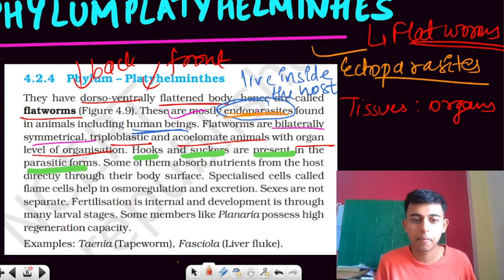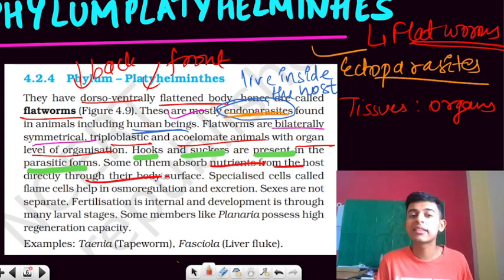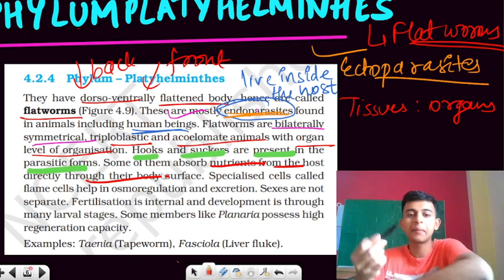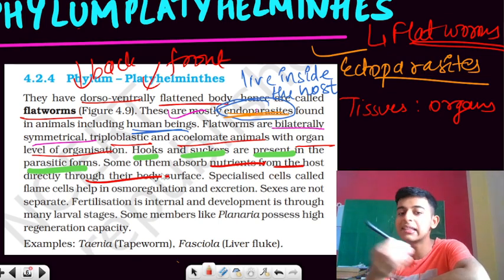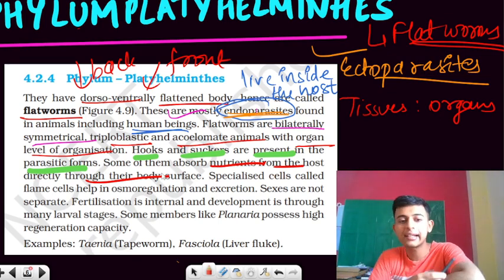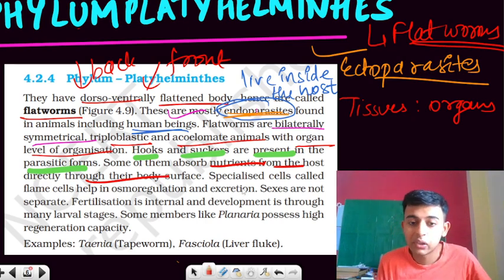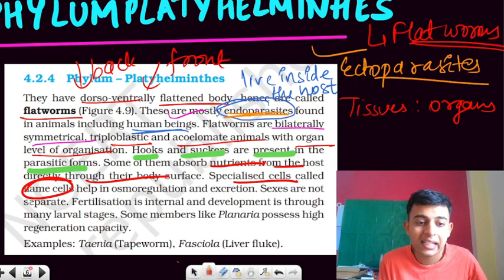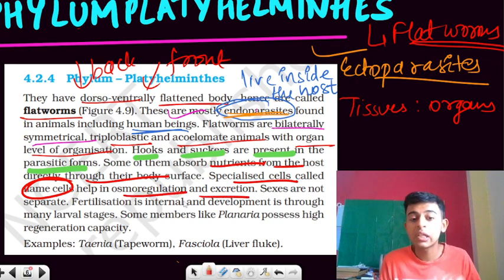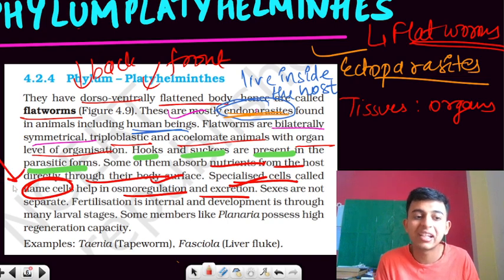Next, some of them absorb nutrients from the host directly through their body surface. For example, I am the host and ये एक parasite है, it's inside my body and through the hook and sucker it's absorbing the nutrients. कि मेरे nutrients ये ले जा रहा है नालायक. देखो, specialized cells called flame cells help in osmoregulation and excretion. ये excretion वाला chapter में भी आएगा, that osmoregulation and excretion is maintained by the flame cells. Very important. MCQ question can be asked from here.